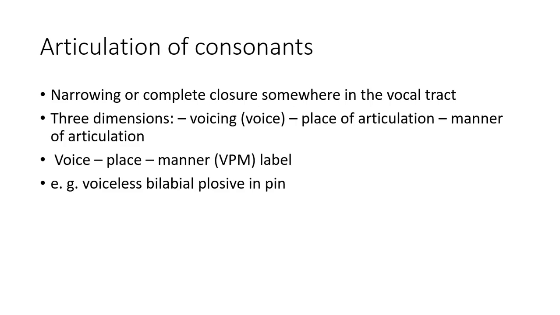And there are three dimensions of consonant articulation that we just need to keep coming back to. So voicing, the question of whether the vocal folds are vibrating a lot or not very much at all. Place of articulation, where we are making the sound in the mouth. And manner, how we are obstructing the airflow. So we talk about VPM labels for consonants, and by the end of this lecture you will be getting very good at applying VPM labels to the consonants of English. Voice, place, manner, and that is how consonants are described. So if we look at p, we would call p a voiceless bilabial plosive.